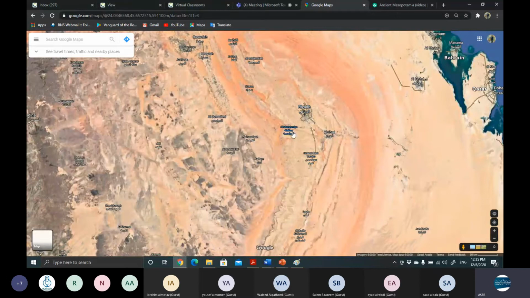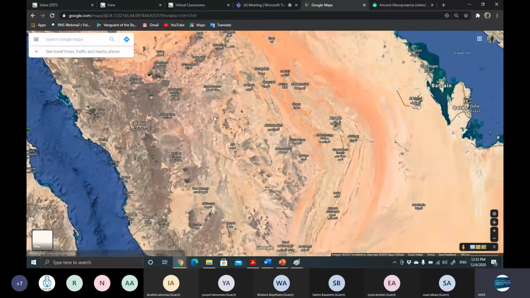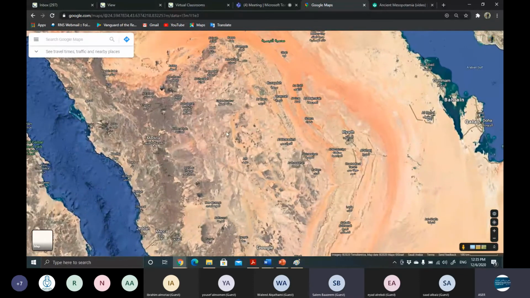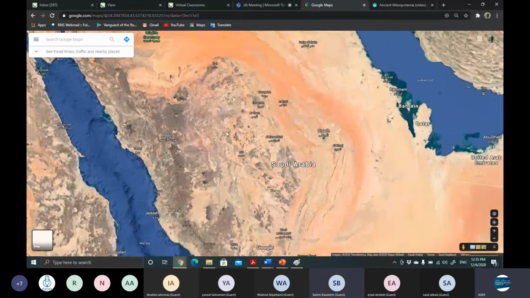So this city can sometimes invade the other one, and this one will invade it and start to attack. They were rival city-states. They were in the same civilization, but sometimes they would fight each other.